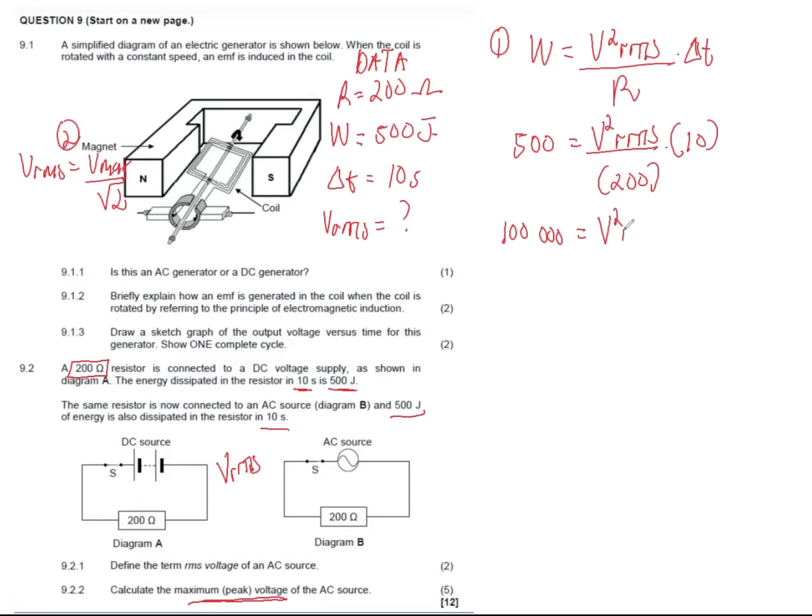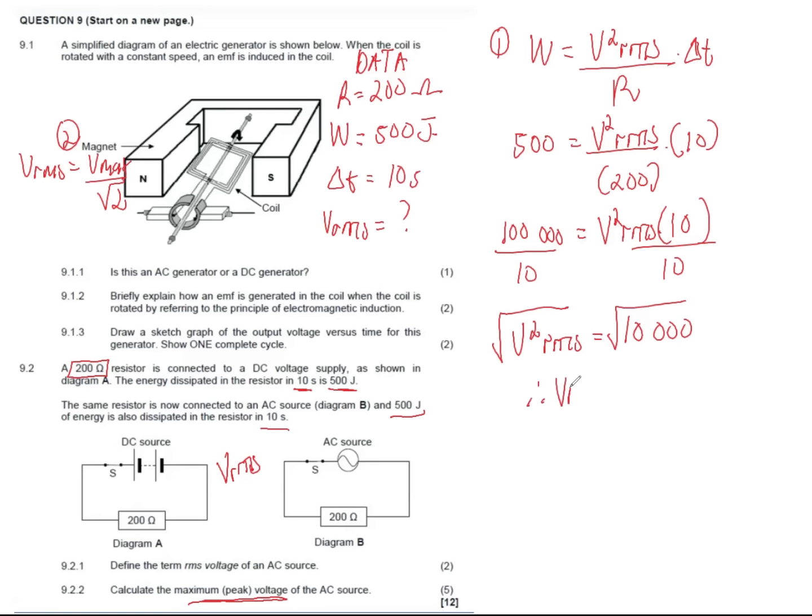And then V squared RMS, then we have 10 here. So second step, we can divide by 10, both sides. Then we are left with 10,000. But this is V squared RMS, and then we have 10,000 like that. Then obviously, you put that 10,000 inside the square root so that you get rid of the square here. So the square root of 10,000 is what? Is 100. So therefore, our VRMS is equal to 100 volts.